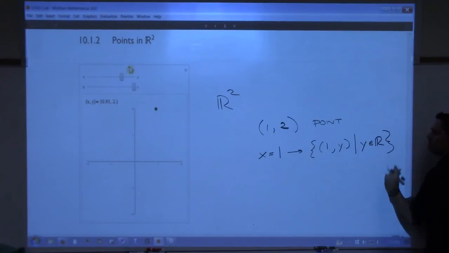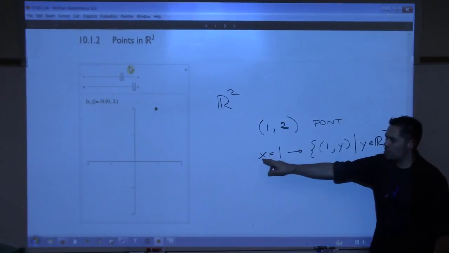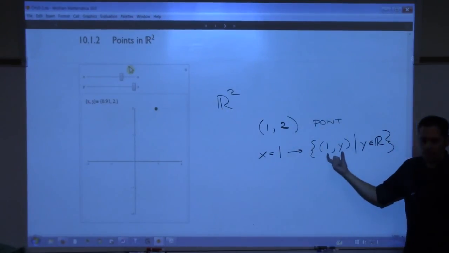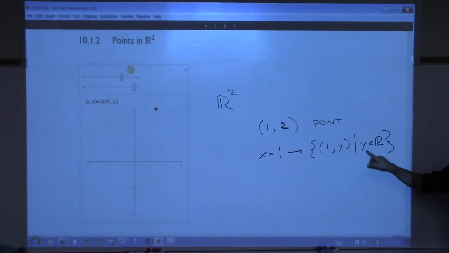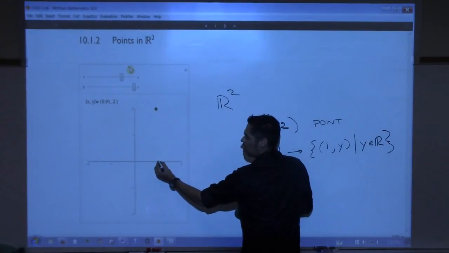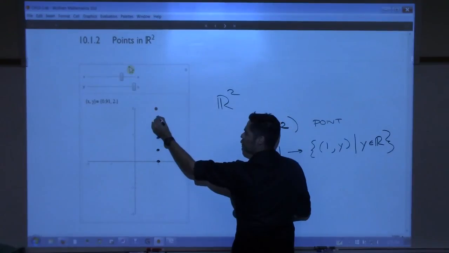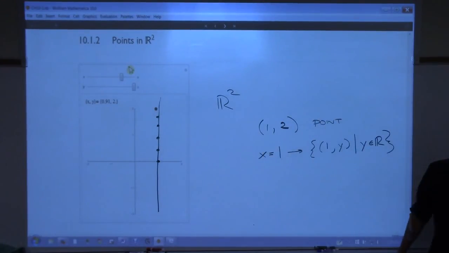So let's see if that all makes sense to you. The equation x equals 1 in the space R2 is all ordered pairs, all points in the space, where your x-coordinate is 1, your y-coordinate is y, and y can be what? Any number. So that means it can be this point, this point, this point, all of them. So you put them all together and you get a vertical line. Yeah?